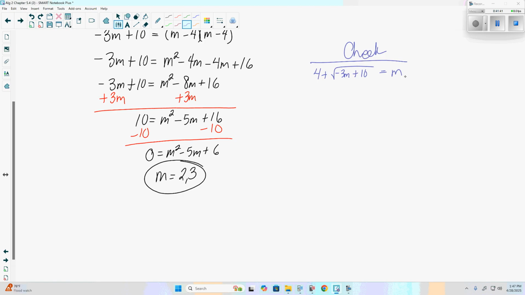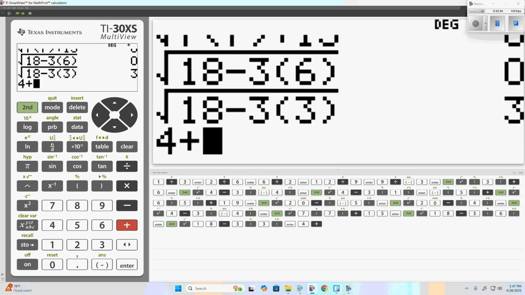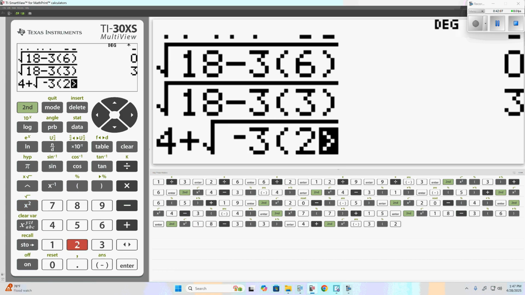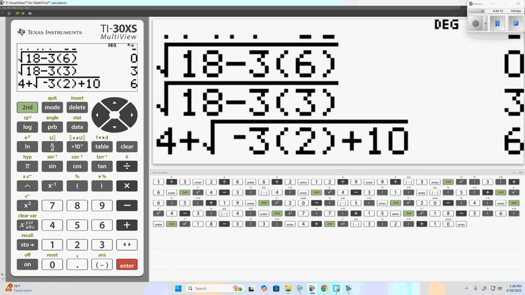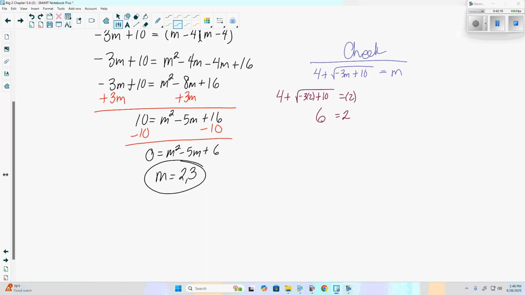So our starting equation was 4 plus the square root of negative 3m plus 10 equals m. So the first value we can check is 2. 4 plus the square root of negative 3 times 2 plus, was it 10? Yeah. Is 2 equal to 6? No. So that tells us 2 doesn't work.